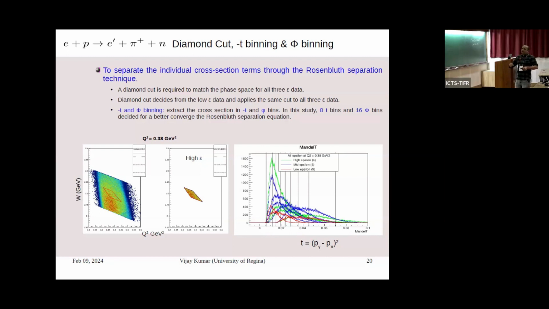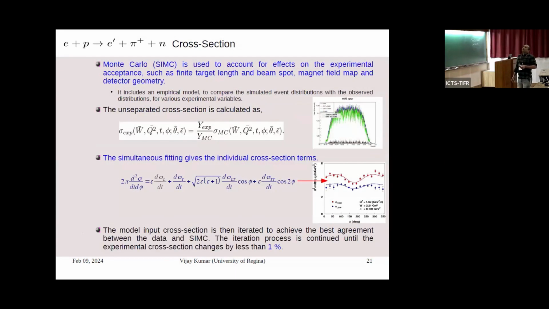And then for this LT separation equation, we also need phi bins. So each t bin, I then binned into 16 phi bins for better convergence of this Rosenbluth separation equation. This is the same equation here, with phi on the x-axis. So next, the cross section.